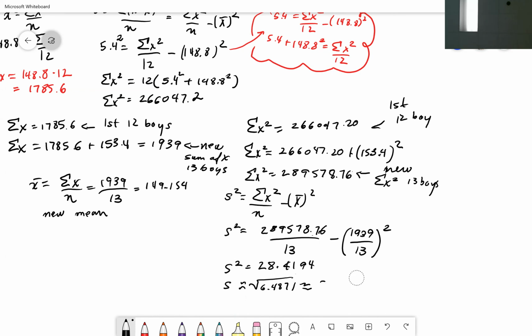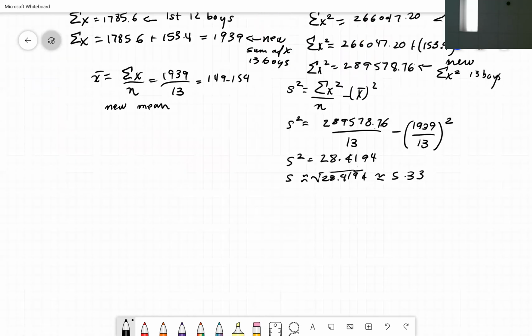And so now it's correct. When I square root that, it's approximately 5.33. There we go. Okay, so let's continue to the next one.